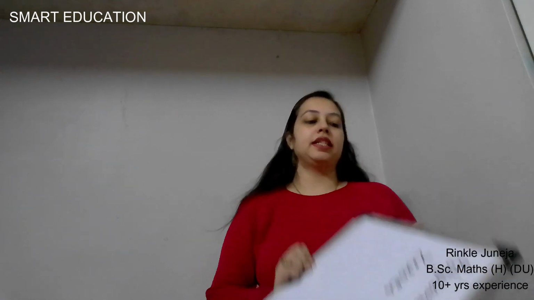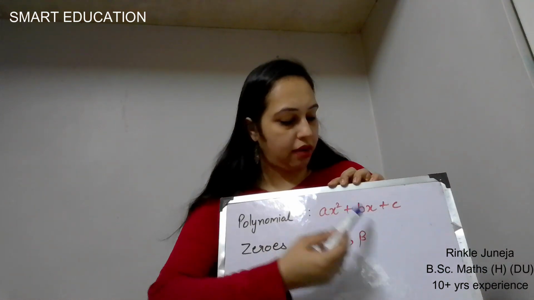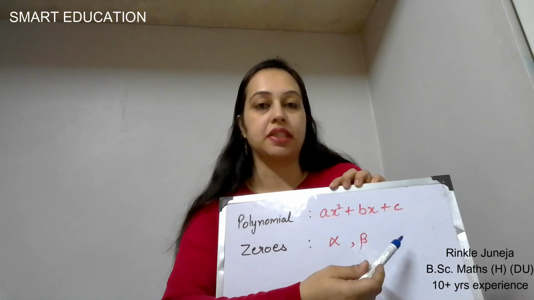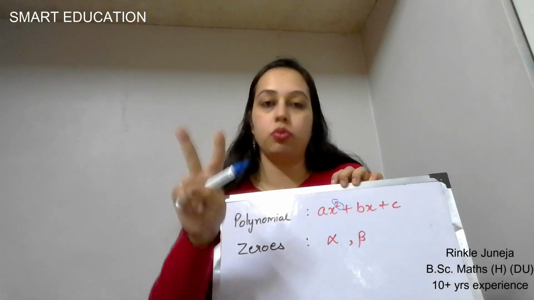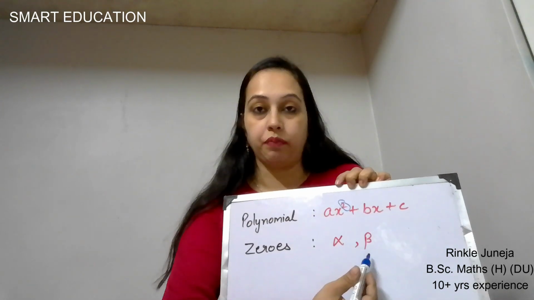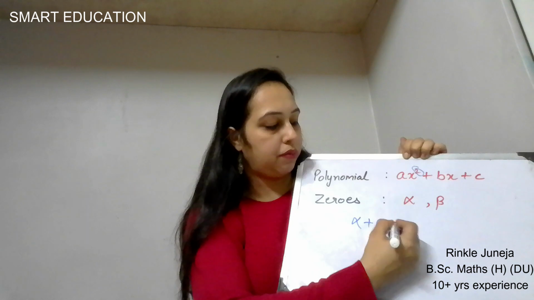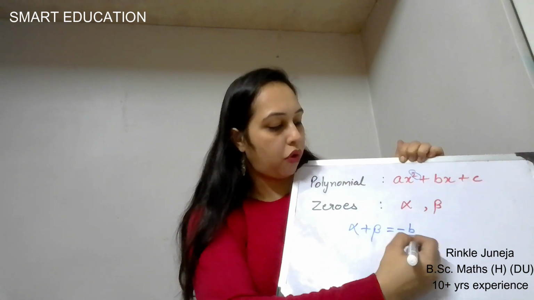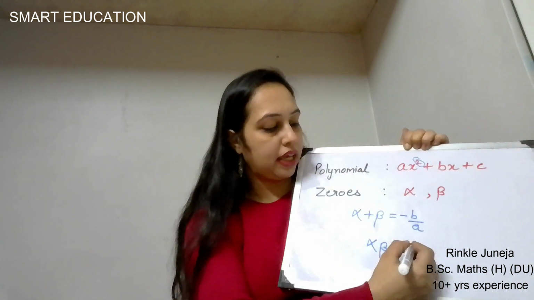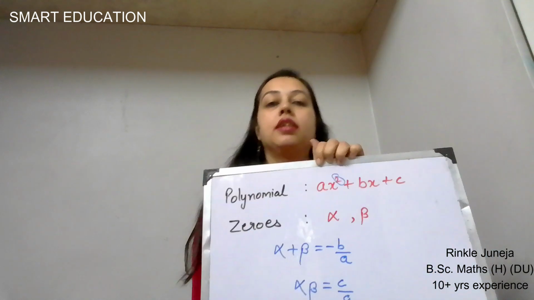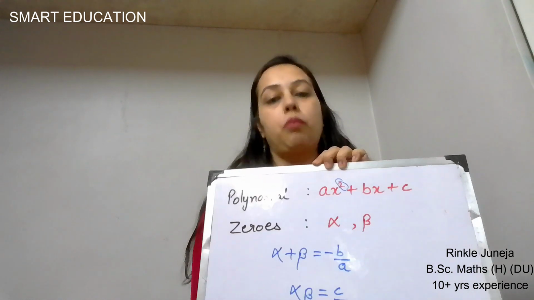Now there's an interesting relationship between the zeros of polynomial and the constants of the polynomial. Let's consider a quadratic polynomial first. For example, the polynomial is ax square plus bx plus c, where a, b, c are constants and x is the variable. Since the degree is 2, so it will have two zeros. Let's name them alpha and beta. So the relationship says that the sum of the zeros, that means alpha plus beta, will be equal to minus b upon a, and alpha into beta is going to be c upon a. This is a very interesting and very important relationship between the zeros and the given polynomial.